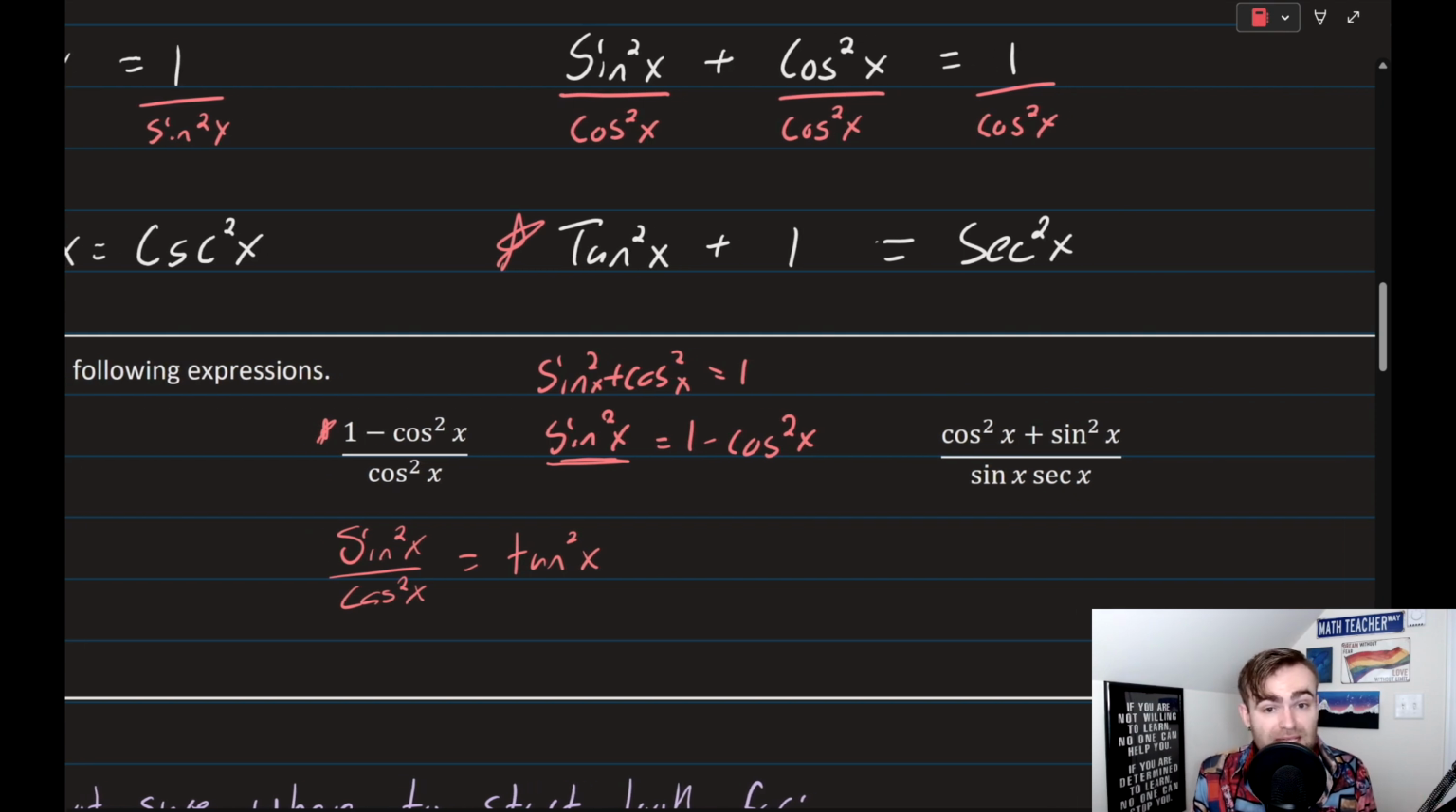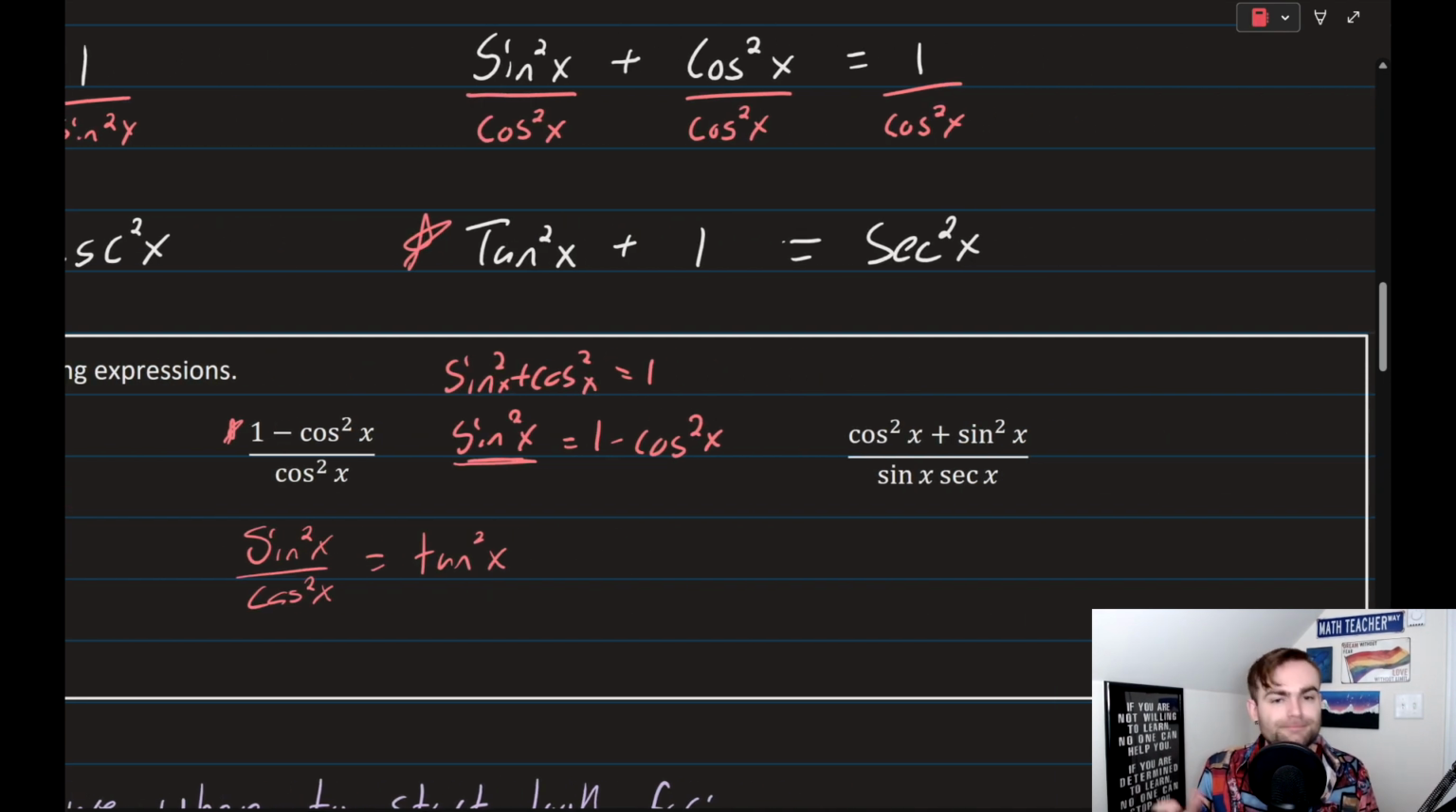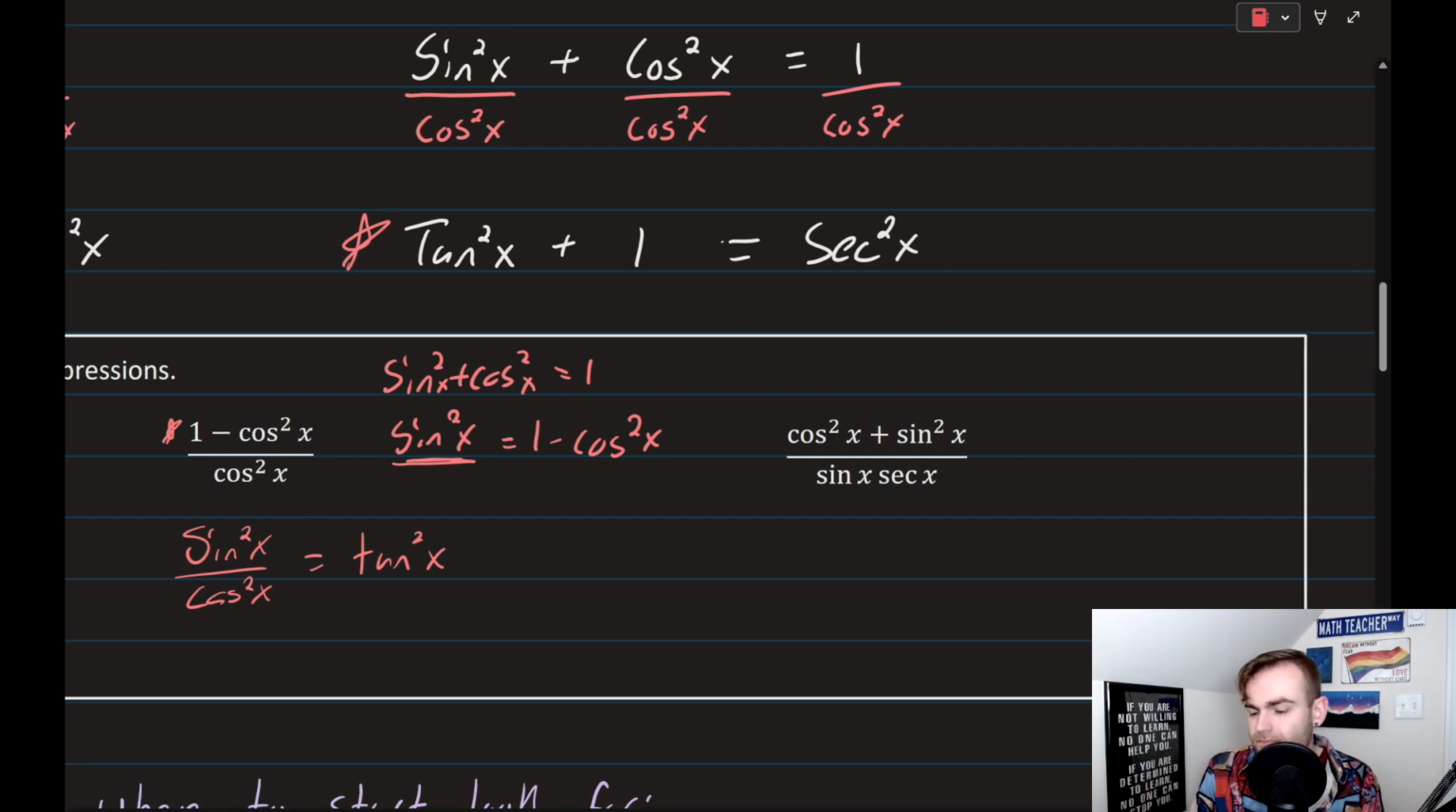Rule of thumb for these is you're trying to get it down to a singular trig function. So down to sine, down to tangent is a good indicator that I've done this the way I should, or where to stop. This one here actually is the sine squared plus cosine squared, just rearranged. So this is 1 over sine x times secant x.